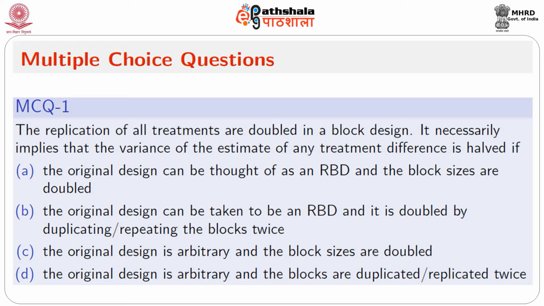Is halved, yes. What is the third one? The third one is the original design is arbitrary and the block sizes are doubled. Okay. And the fourth one, this is the last one, is the original design is arbitrary and the blocks are duplicated or replicated twice. Very interesting. The way to form the treatment applications to be doubled. So each one makes sense in terms of doubling the treatment applications. But which one tells you that the variance of the estimated treatment difference will be halved? That's very interesting options.